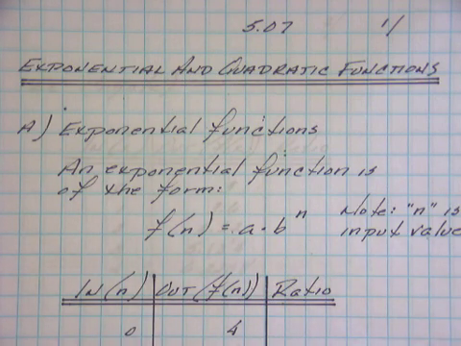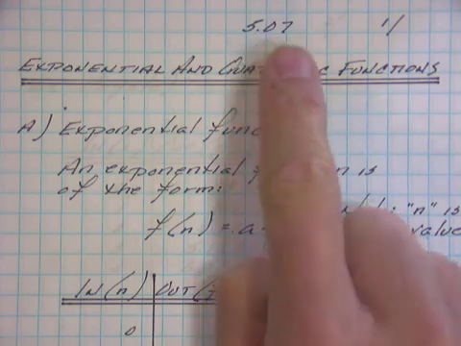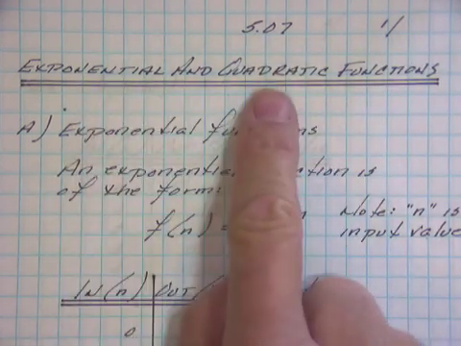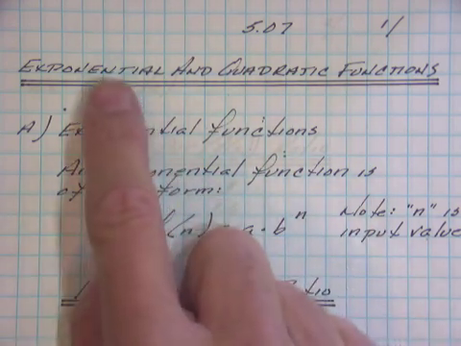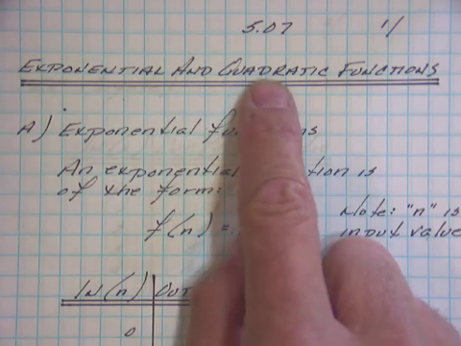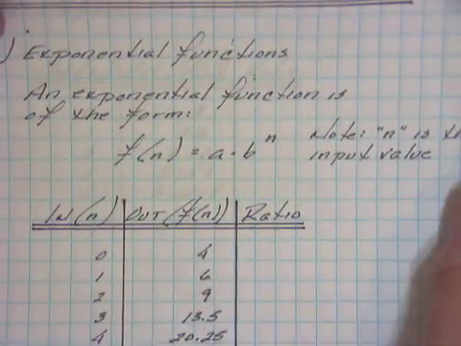And we're back, everybody. Today we're going to be looking at Chapter 5, Section 7. We're actually going to be looking at two subjects today, exponential and quadratic functions. And I'm going to split this video into two parts. This first video will be exponential, and the second video will be quadratic functions. So we're looking at exponential functions today.